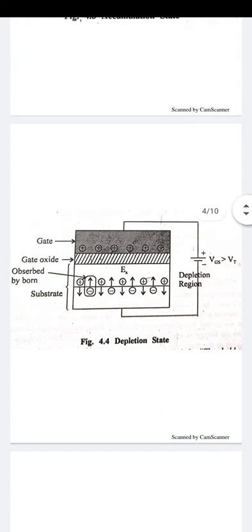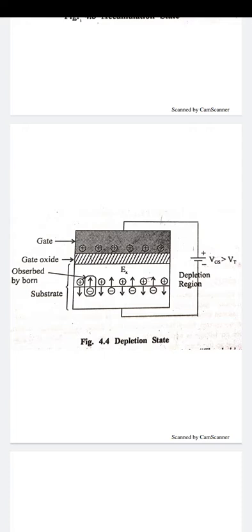So in this diagram I will show here, if we increase the gate voltage to a special value that is called the threshold voltage, then a change is observed in the charge properties. The value of the VGS at which a sufficient number of mobile electrons accumulate in the channel region to form a conducting channel is called the threshold voltage.